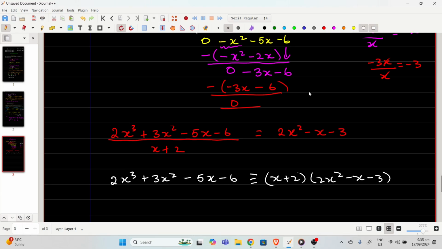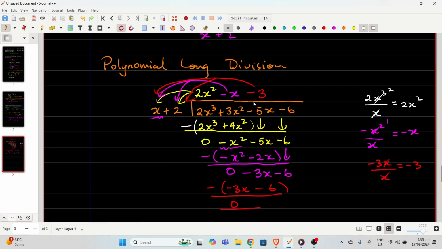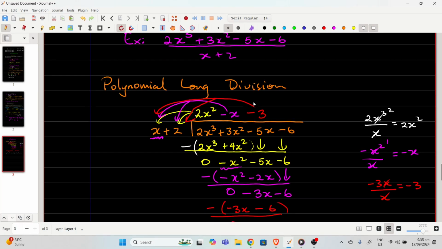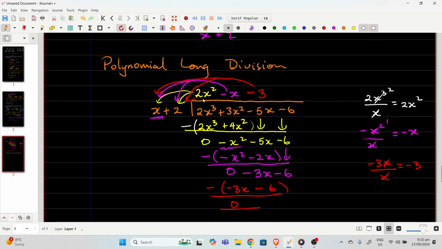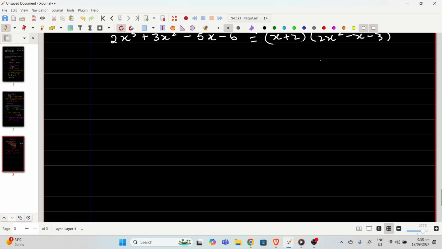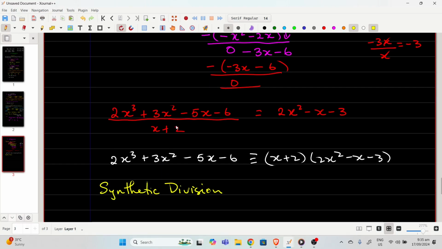Now, this is a very long and, quite frankly, a little bit tedious way to get it done. And because of that, we have synthetic division, which is what I'm going to do now. Synthetic division. With synthetic division, we're only allowed to use this when the divisor is a polynomial of degree 1.